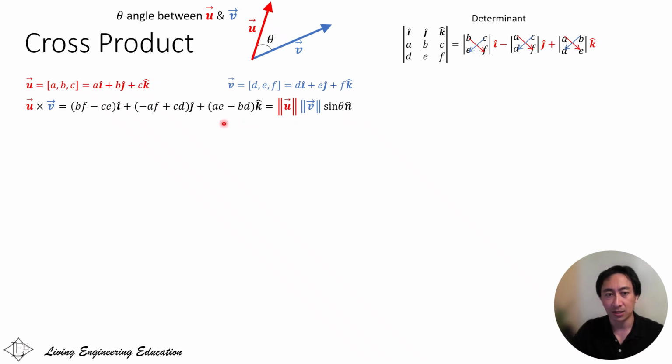N hat is in the direction that is normal to the plane that the u and v vectors lie on. So we're going to simplify this and build vectors that are just along the xy plane. So we know for sure in that case that the n hat term will be in the k hat direction, or the z direction, either into or out of the screen.